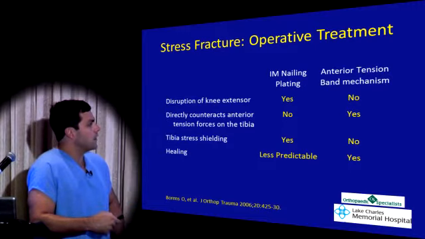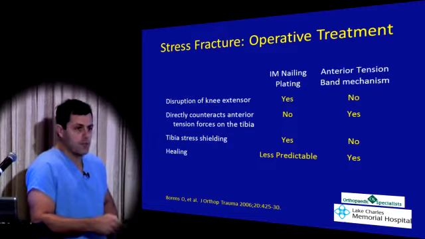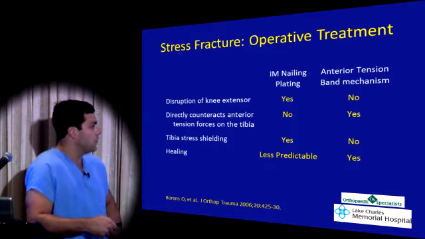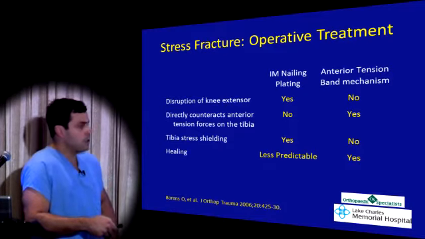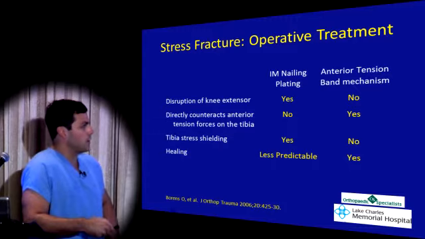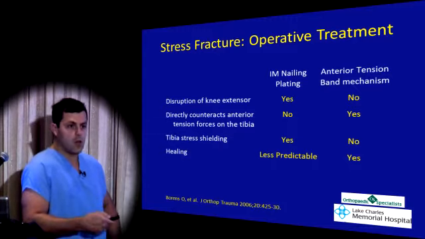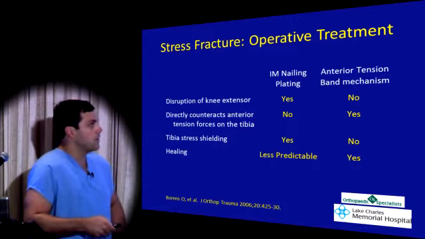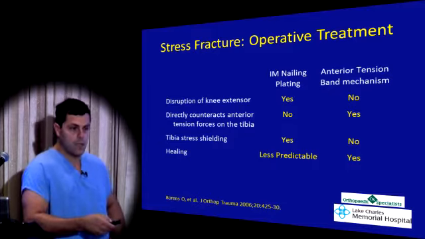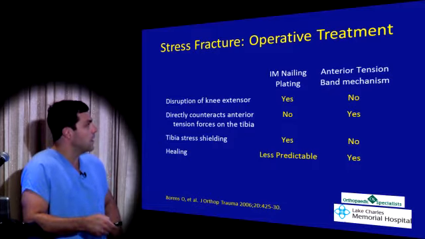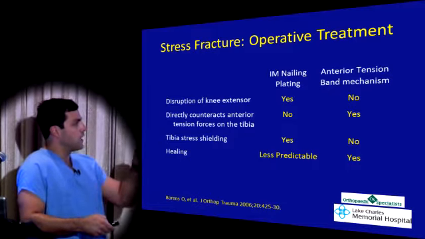So the other option is anterior tension banding, which we started doing as well when I was in New York. Healing with plating, though, or nailing is less predictable. Again, these are hard to heal. With anterior tension band, they tend to be more likely to heal. And the tension band directly counteracts the forces.